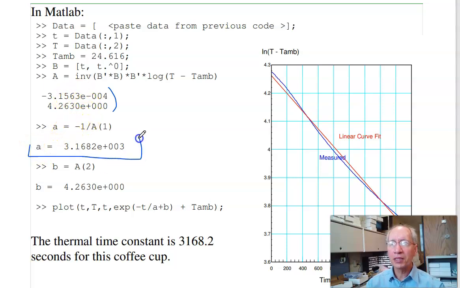My time constant is minus 1 over a, so that is 31.68 seconds. And if I want to see how good my curve fit is, I can just plot t versus data, t versus my curve fit. And you can see it actually matches up pretty well.